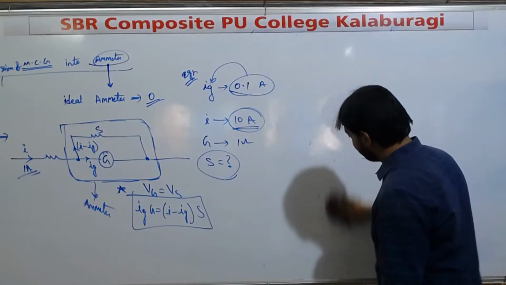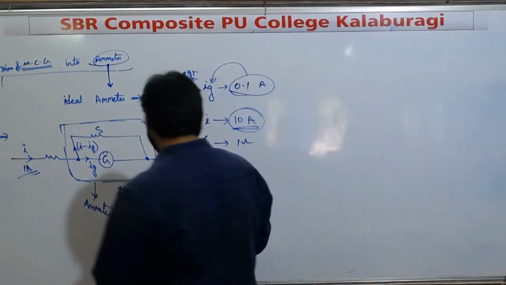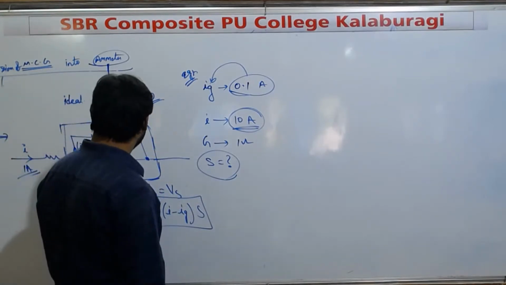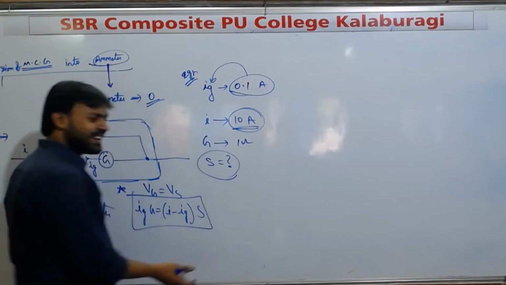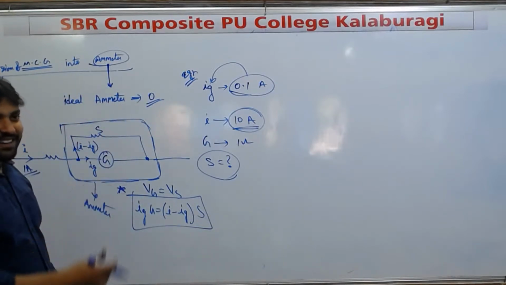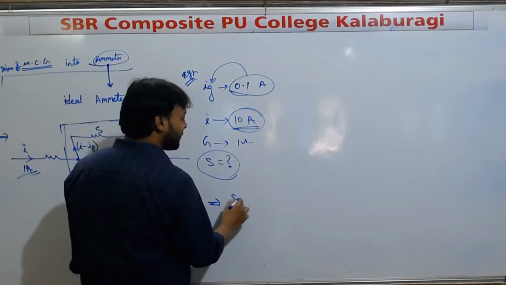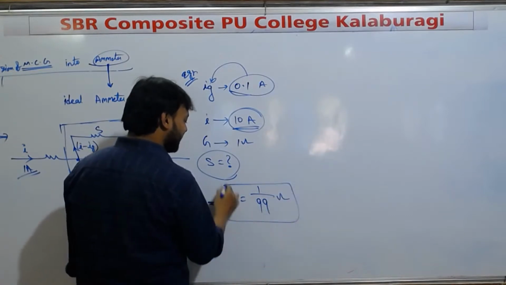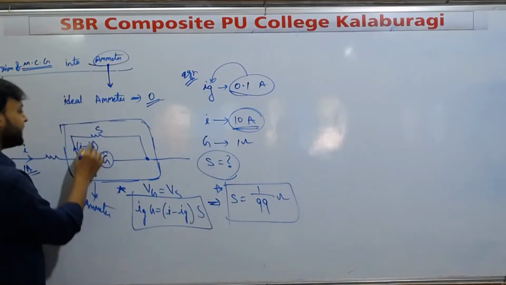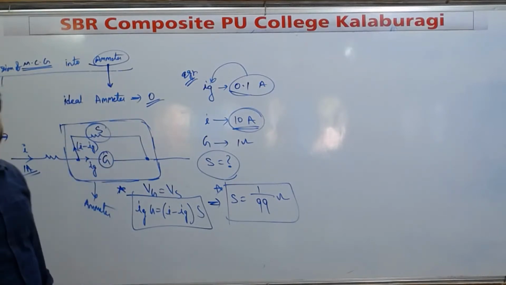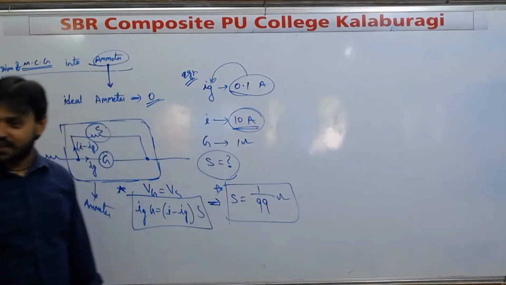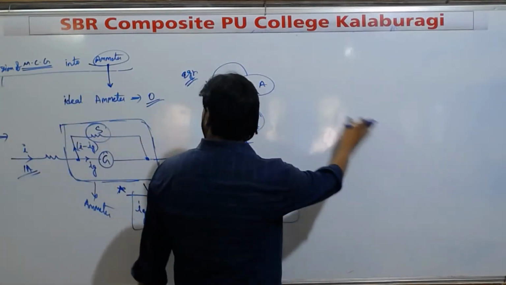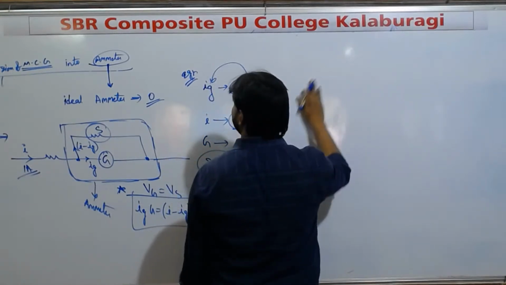Answer? 1 by 99. S equals 1 by 99. Less or more? Less only, no? So what did I say about shunt resistance, less resistance or more resistance? Less resistance only. So less. Correct.